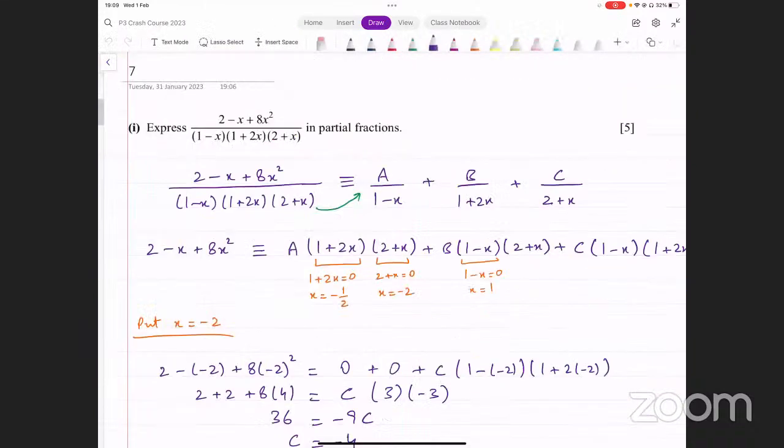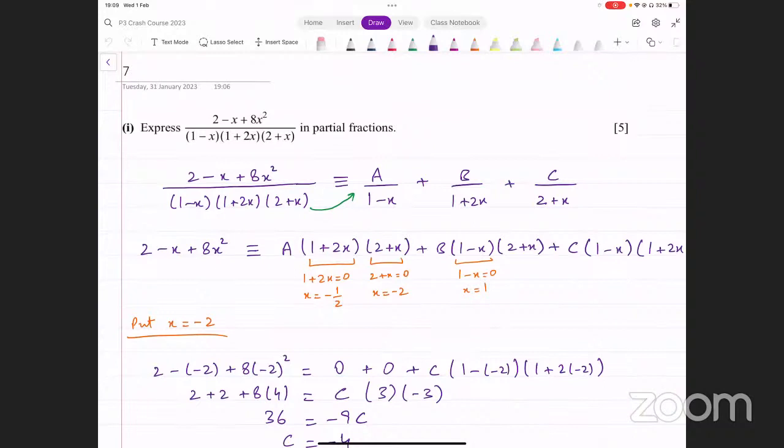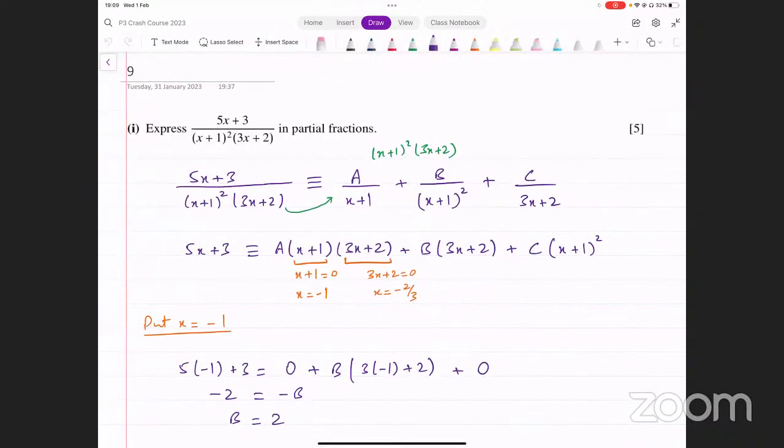We were done with one example in which we had non-repeated linear factors like this. We also did one example in the last session where we had repeated linear factors. So this was an example in that. Now today we want to do one last concept that we have in partial fractions.